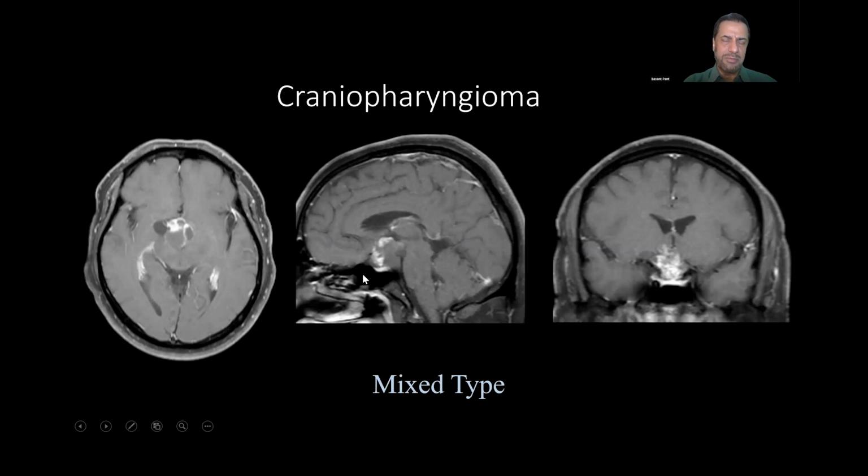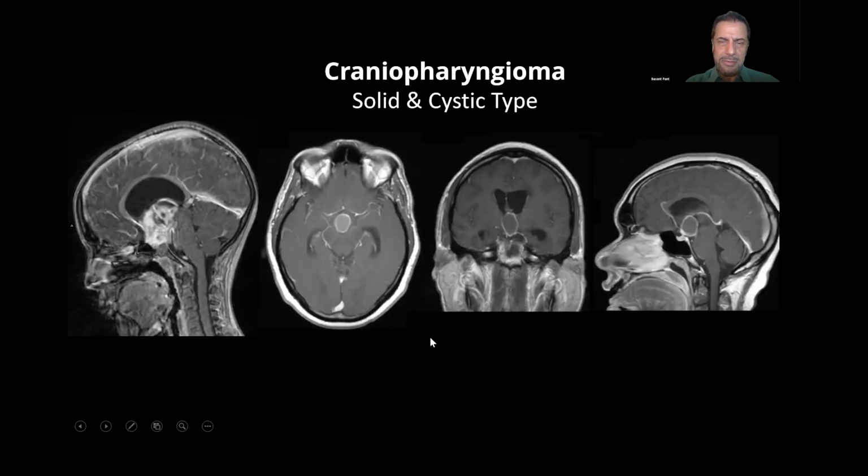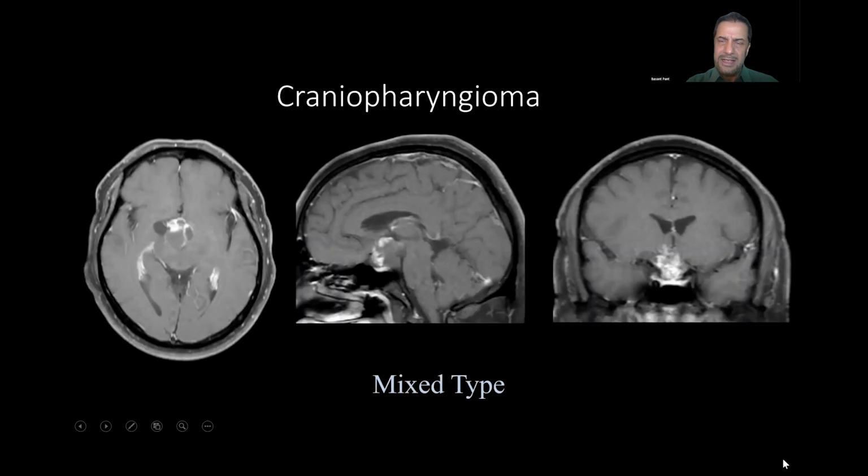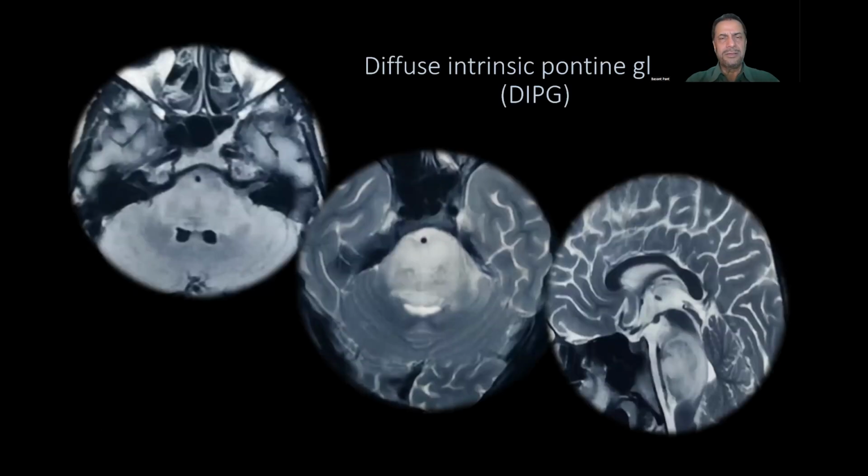Another case of craniopharyngioma, it's a mixed type where there is a cystic as well as solid component, and the cystic part is not being enhanced, while the solid part is being enhanced. So it's a mixed type of craniopharyngioma. And in the previous slide also, you can see that the sella is totally separate. So it's typically a suprasellar lesion. And here also you can see that the sella is spared, the pituitary gland is spared, and the tumor is actually above this.